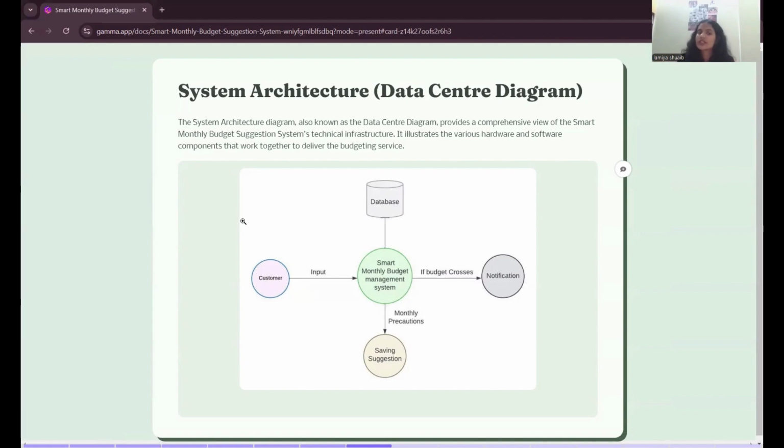It is internally stored into the database, and in turn, if the budget is crossing, notification alerts are sent, and based on monthly precautions, the budgets are even suggested. So this is how the system works. It's a very broad perspective of how the system works as a whole.